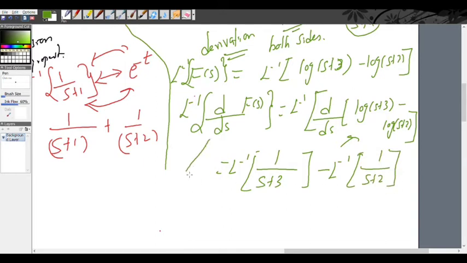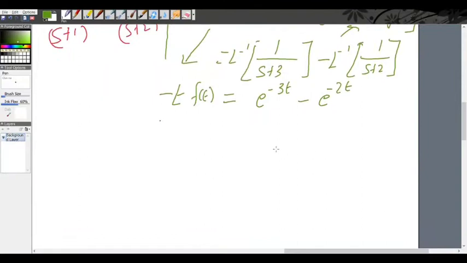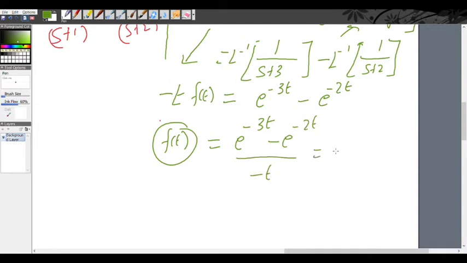So what is this actually? This is nothing but minus t into f of t, as per the property we discussed. I use that property here. Minus t into f of t is e power minus 3t minus e power minus 2t. So what is f of t? I want this one, right? f of t is equal to e power minus 3t minus e power minus 2t divided by minus t. This I can write as e power minus 2t minus e power minus 3t divided by t. This is the answer, right?